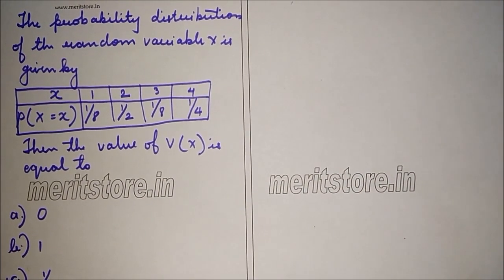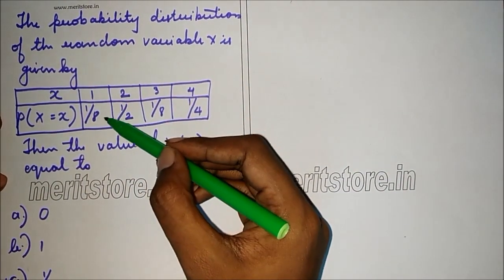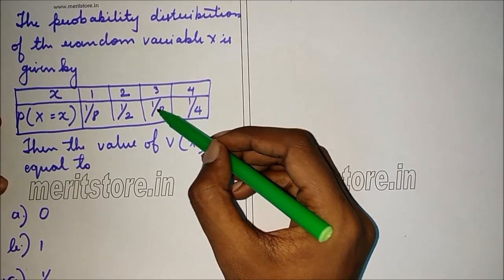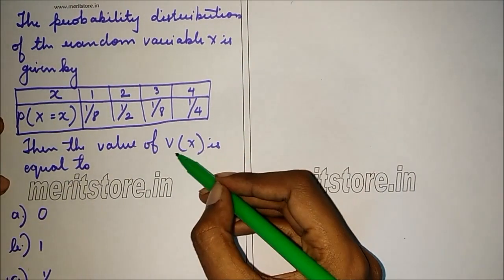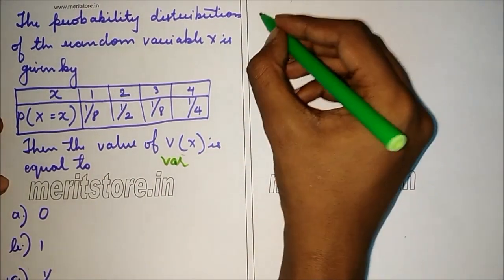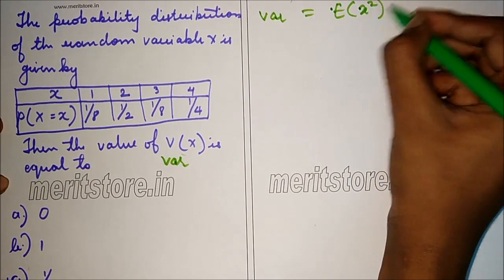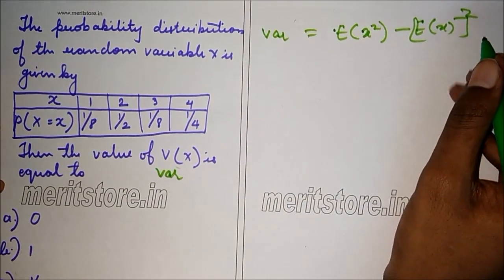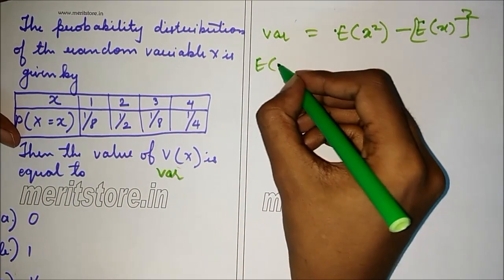The probability distribution of random variable x is given by this table. For x equals 1, p of x is 1 by 8. For x equals 2, p is half. For x equals 3, p is 1 by 8, and for x equals 4, p is 1 by 4. Then the value of V of x, that is variance of x, is equal to what? So variance is given by E of x square minus E of x the whole square.